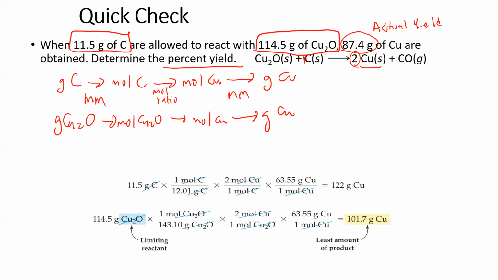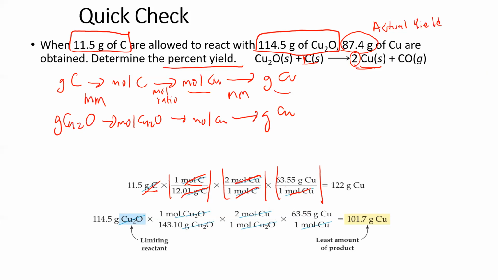So there I have 11.5 grams of carbon. How do I convert grams of carbon to moles? I use molar mass. I cancel out the unit of grams. Now I want to go from moles of carbon to moles of copper. How do I do that? I'm going to use my mole ratio. There's 1 mole of carbon per 2 moles of copper, so that cancels. And then I go from moles of copper to grams of copper, again using molar mass. I look at the periodic table. In 1 mole of copper, there's 63.5 grams.